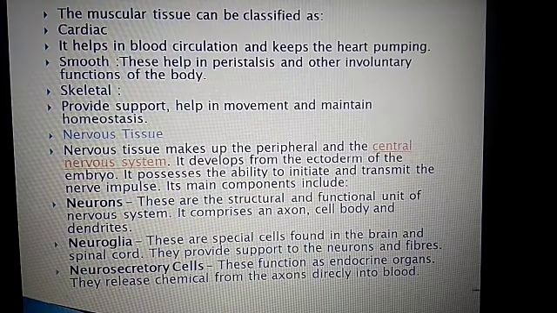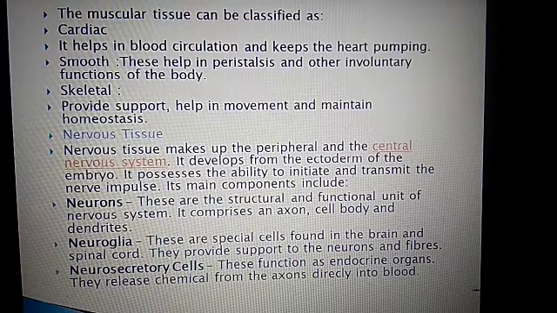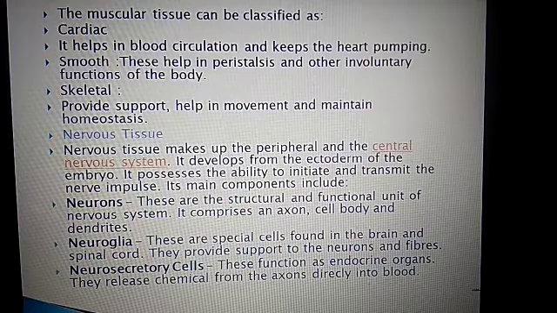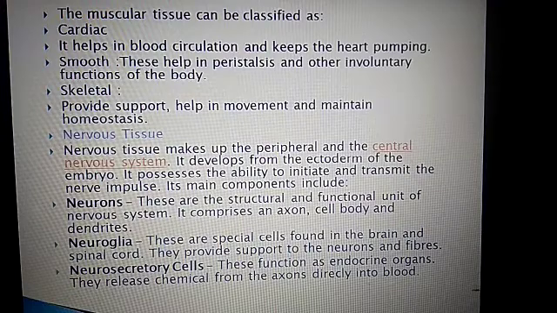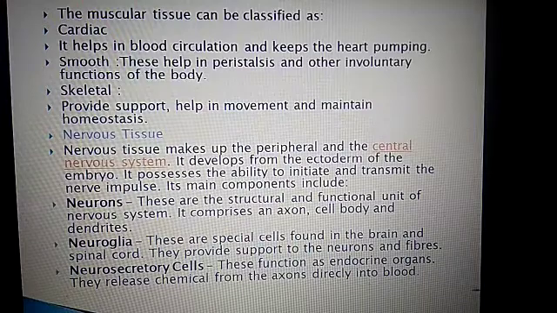And neuroglia are special cells found in the brain and spinal cord. They provide support to the neurons and fibers. And neurosecretory cells are endocrine cells. They release chemicals from the axon directly into the blood. These chemicals help balance the body and help in metabolism. These are the neurosecretory cells.